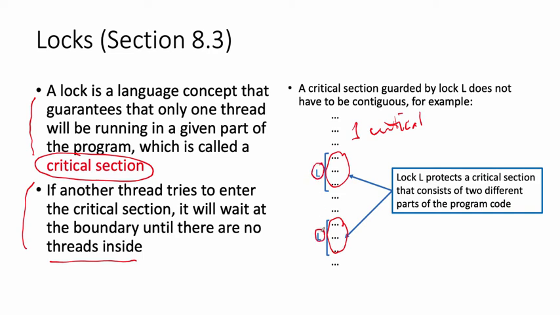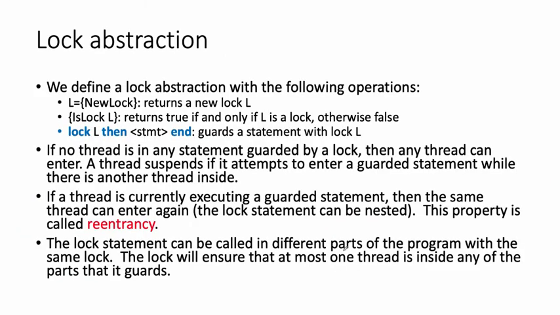This is reasonable because when you write an operation or an abstraction, you might have different pieces that have to be protected, so that only one thread can be in the several pieces. So a critical section guarded by a lock does not have to be contiguous. Often it will be, but it does not have to be. So here we have a single lock protecting two pieces of code. So the critical section is actually the union of these two pieces of code. Okay? So we will define an abstraction.